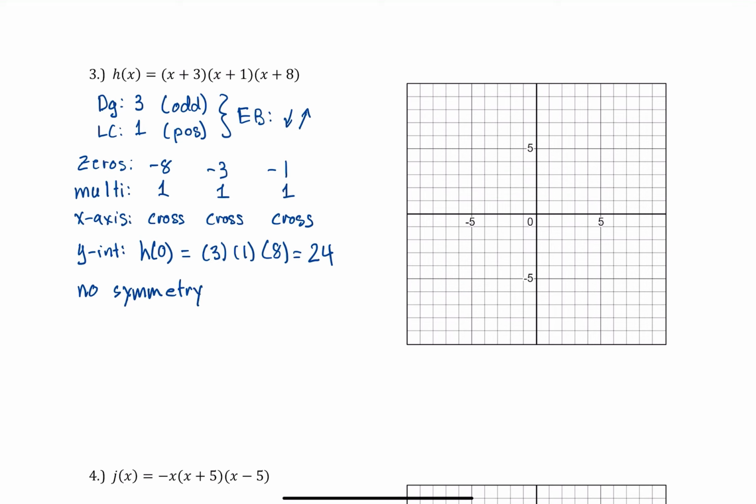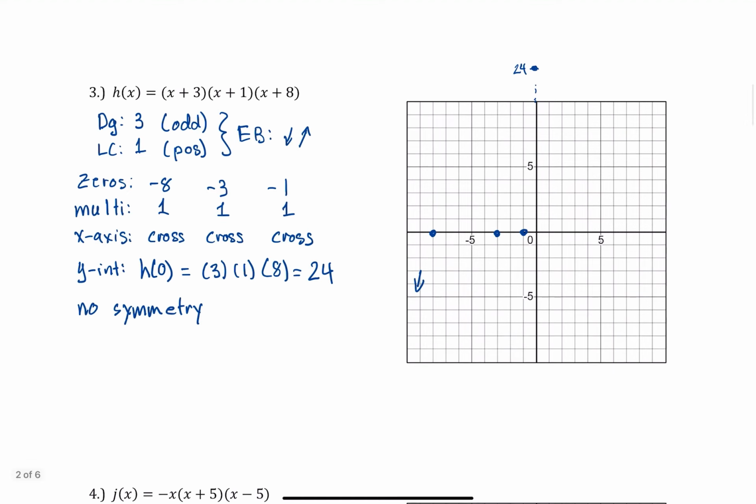So let's go ahead and put that information. So negative 8, negative 3, and negative 1 are my intercepts. Put those. Again, the 24, the y-intercept's up here somewhere. So I'll just go ahead and add some dots and just say, hey, go up here. And we're going to go down to the left and up to the right. And again, to really get this correct, I'm going to have it way up there so that it goes through the y-intercept. And it crosses at each point.